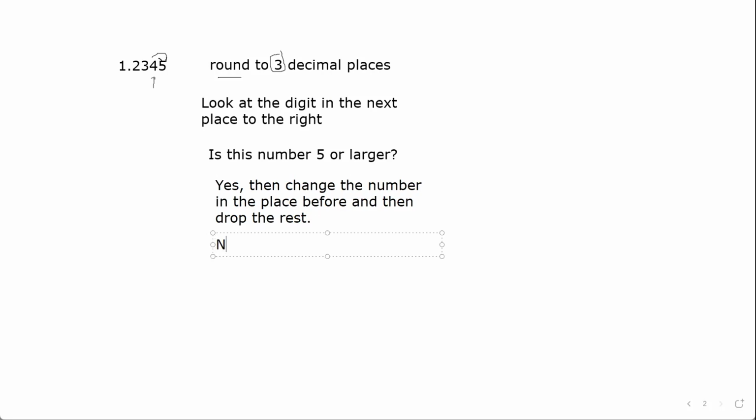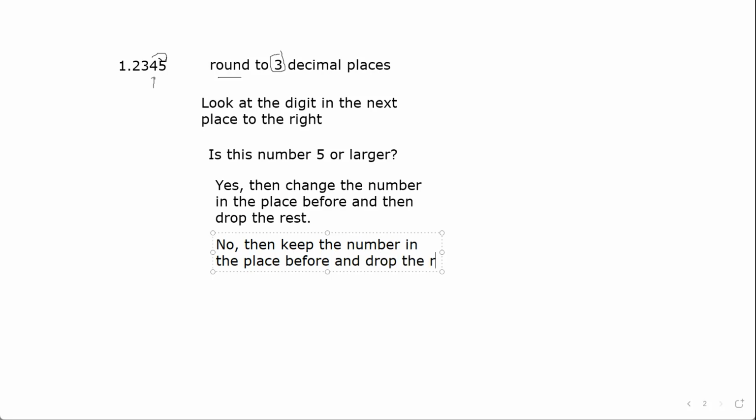If you answer no, then you keep the number in the place before. Keep the number in the place before, and drop the rest.